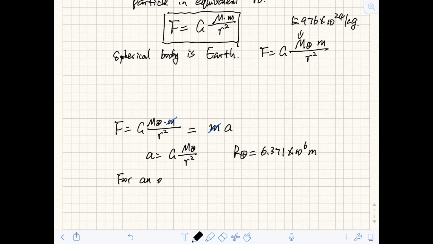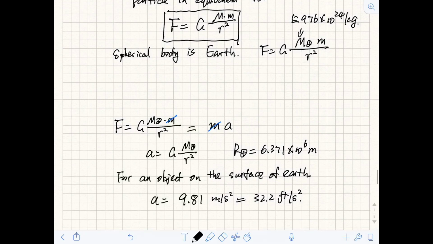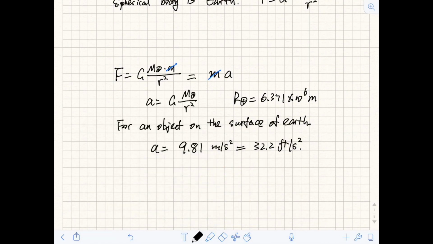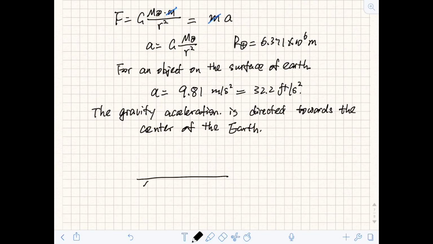So for an object on the surface of Earth, the acceleration will be equal to 9.81 meters per second squared, or 32.2 feet per second squared. And we know the gravity acceleration is always directed towards the center of the Earth. So for most problems, you'll see some ground and some gravity vectors that are usually pointing downwards and perpendicular to the surface.